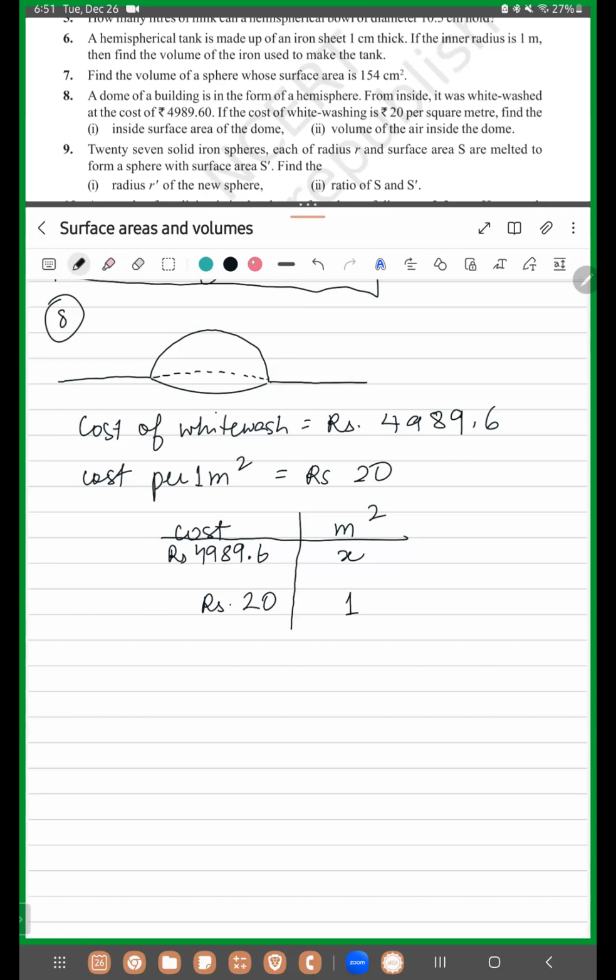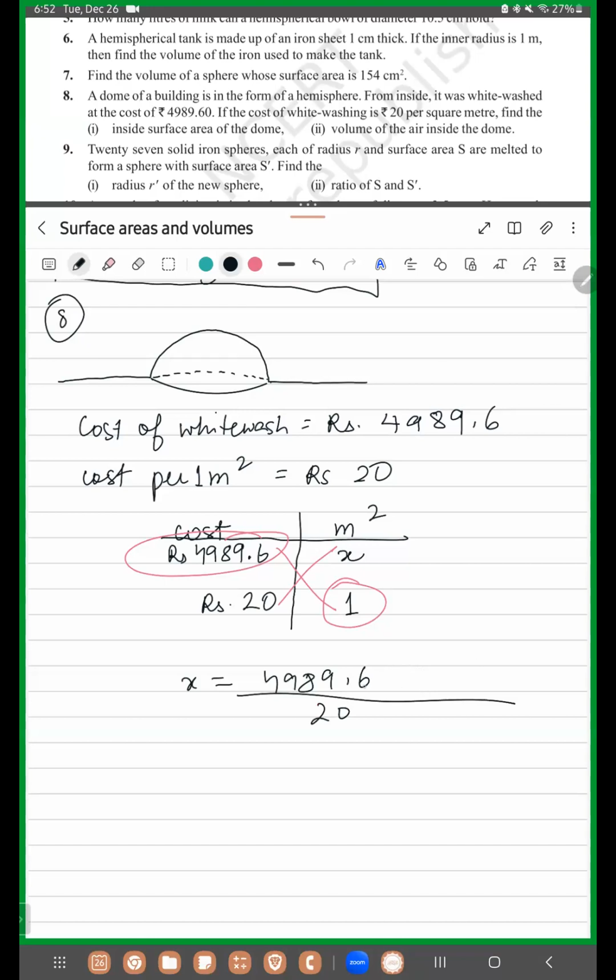So there's this thing we do, which is called the unitary method. We put an x, and whatever is on the opposite sides of the x, we multiply them together, and the rest of them, we multiply them together. So x is equal to whatever is connected by the same line, which is 4989.6 into 1 by whatever is left out, which is 20.